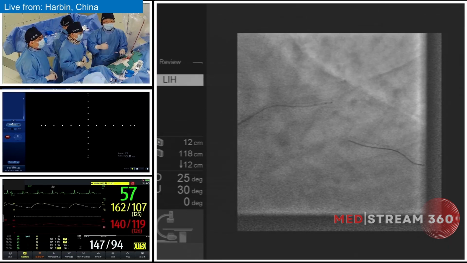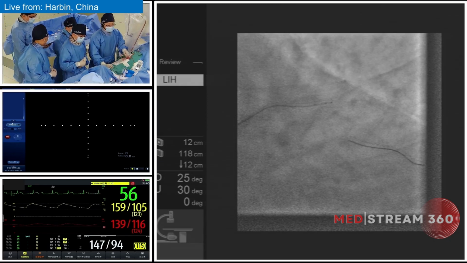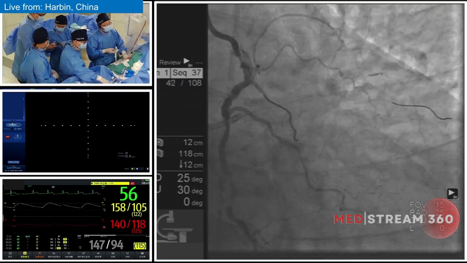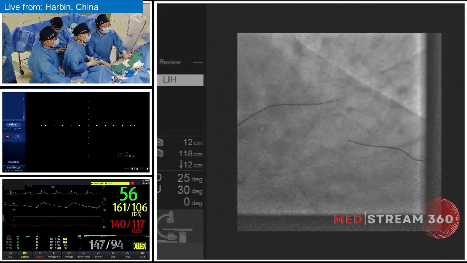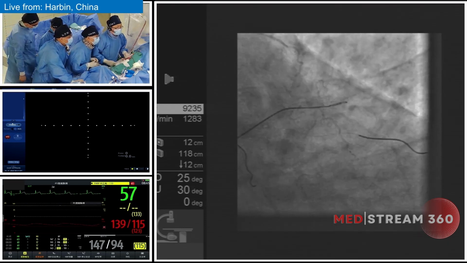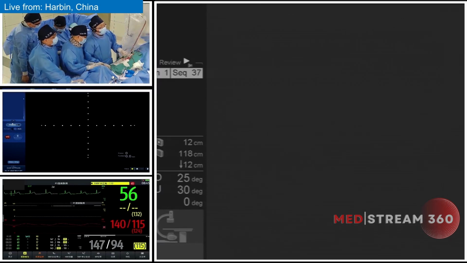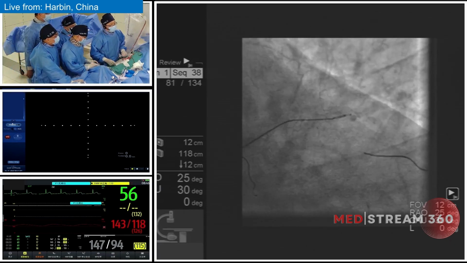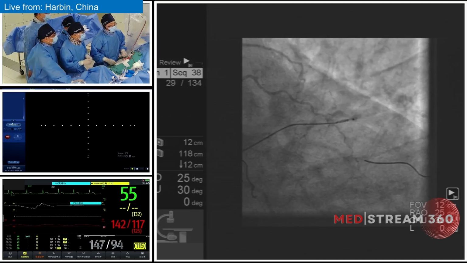So where is the true lumen? I think from the collateral angiography, for me, maybe it's from the upper side. Okay. Not very clear. Yes, because there is some mild diffuse calcification, which influences the identification of the distal entry point.